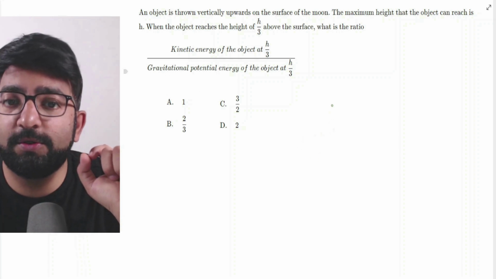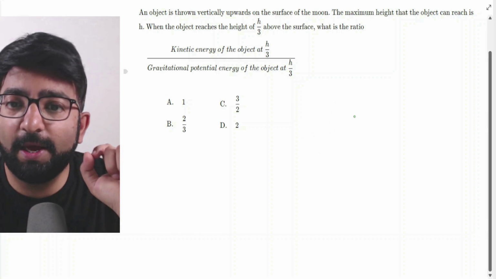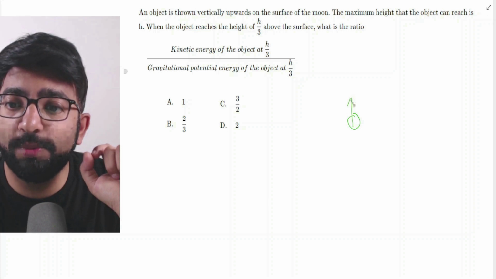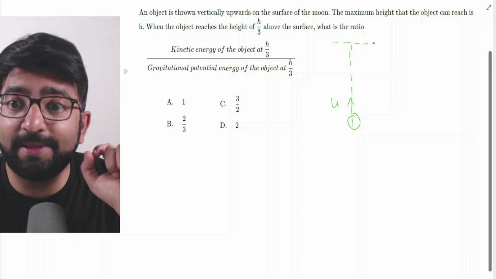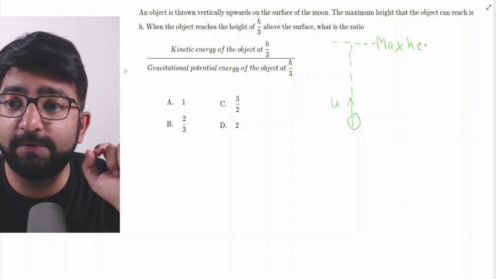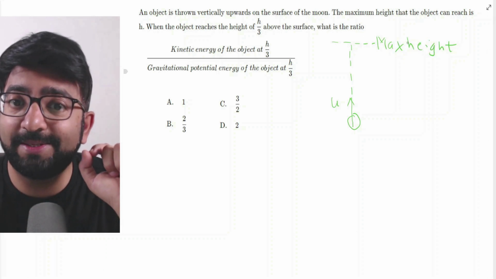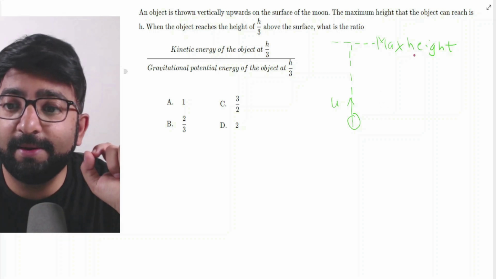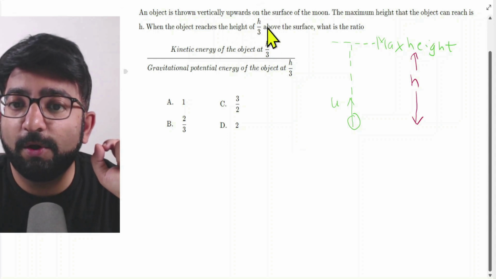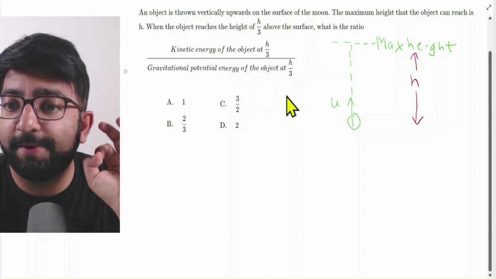So let us start with drawing a diagram. So imagine we have an object kept on the surface of the moon. It is thrown with some velocity, let's say u. Now it goes up until it reaches a maximum height. Now at that height, we know temporarily the object will become stationary. Its velocity will become 0. That's the maximum height. And that height is given in the question as h. Now the question is, when the object reaches the height of h by 3, what will be the ratio?